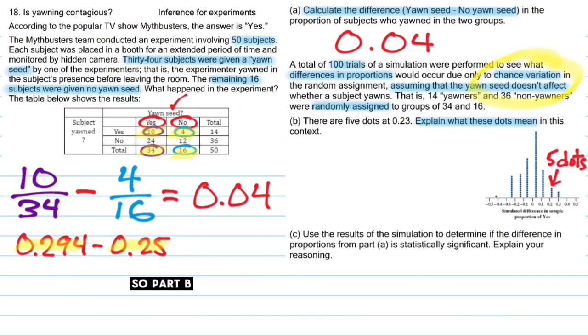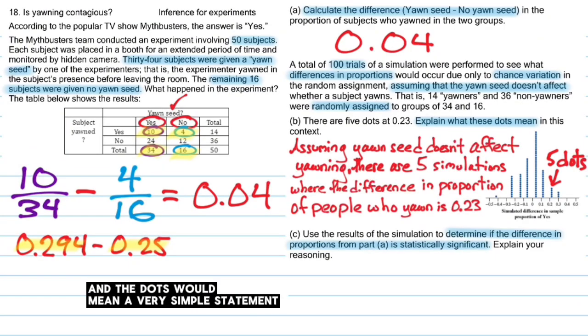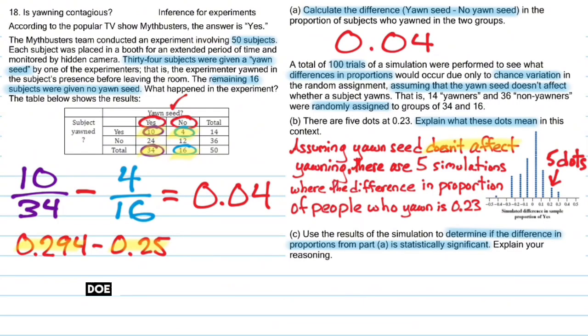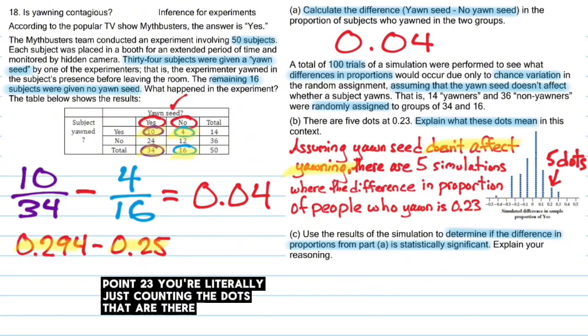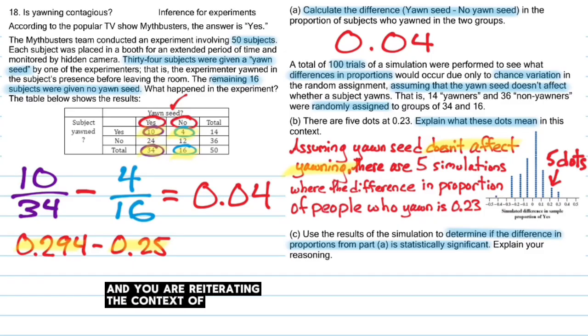So, part B, there are 5 dots at 0.23. Explain what these dots mean. And there they are highlighted right there. And the dots would mean a very simple statement. Assuming that the yawn seed doesn't affect yawning, so that is your null hypothesis idea, there are 5 simulations where the difference in proportion of people who yawn is 0.23. You're literally just counting the dots that are there, and you are reiterating the context of what the study was looking for. And then lastly, part C.